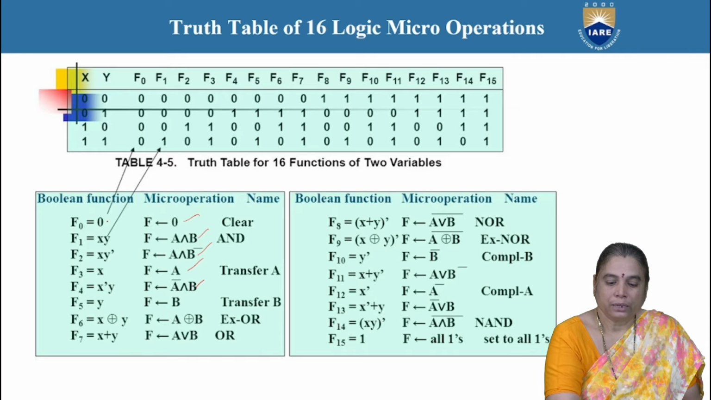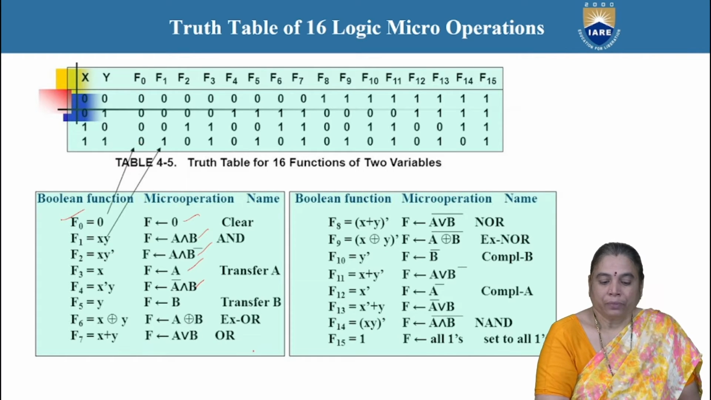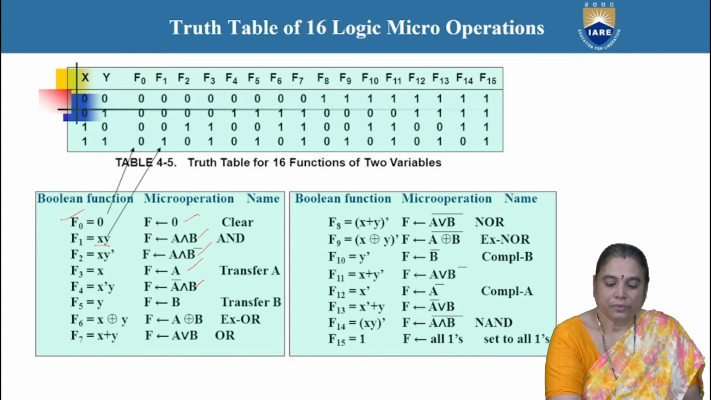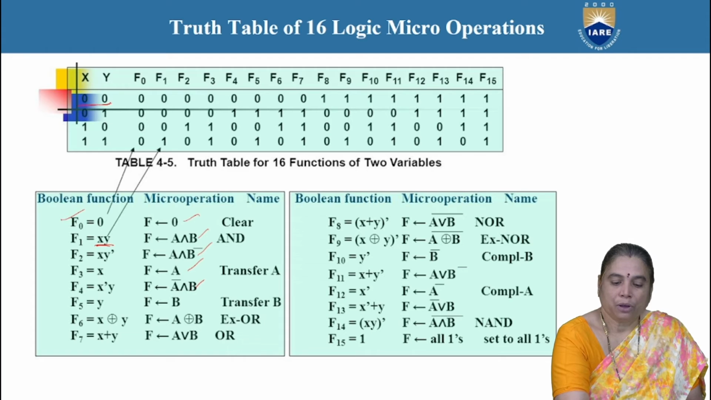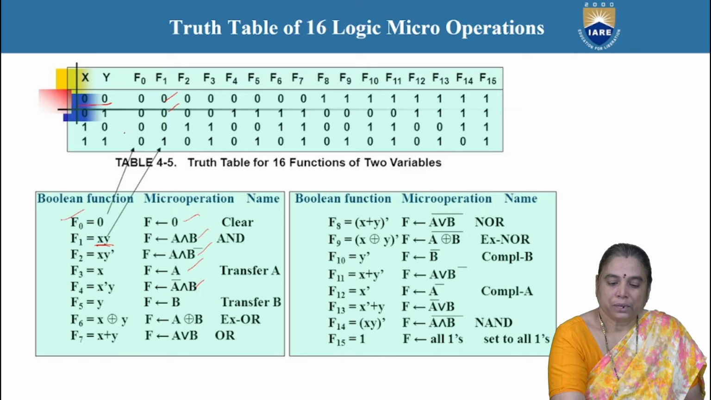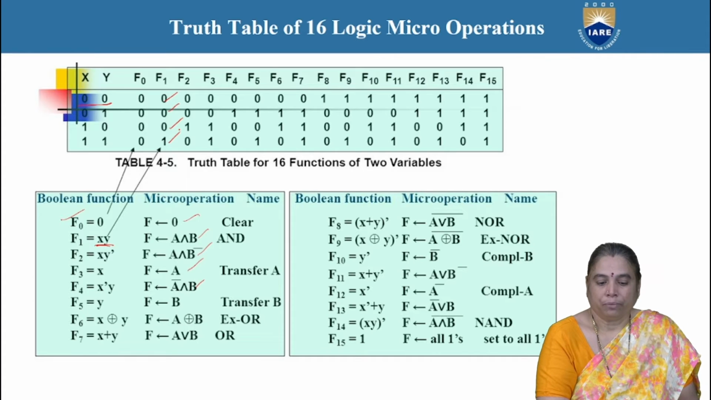The first, F0, is loading all zeros to the F. So F0 is all zeros to be loaded here. Next, in F1, the X into Y operation can be performed. For XY is 0 0, after multiplying, F1 is 0. The next combination of XY is 0 1, multiplication gives 0. For 1 1, multiplication gives 1.